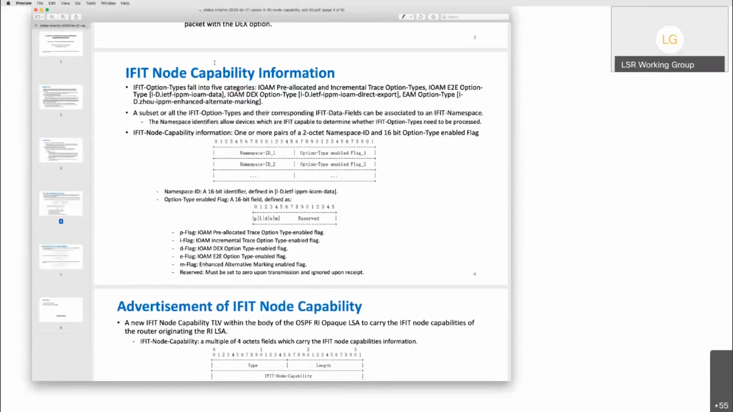I'm not familiar with all these: OAM, tracing, and performance measurement. At least I've heard of them all, but I don't know the details. But if we start putting other types of information, then that's too much.